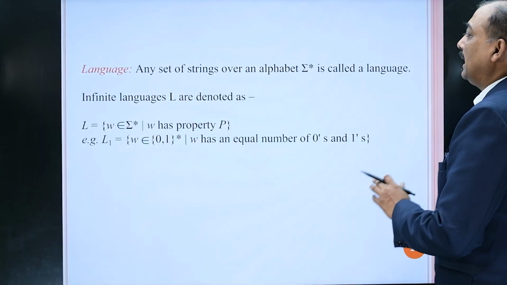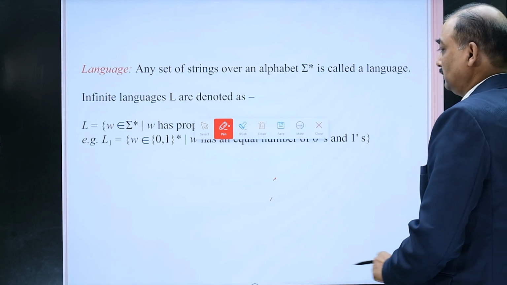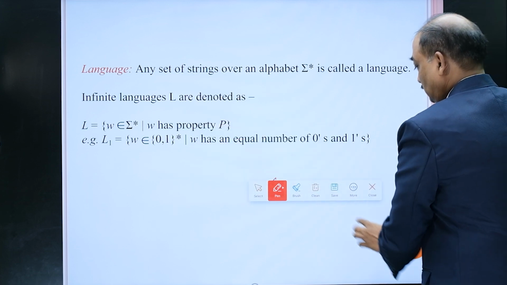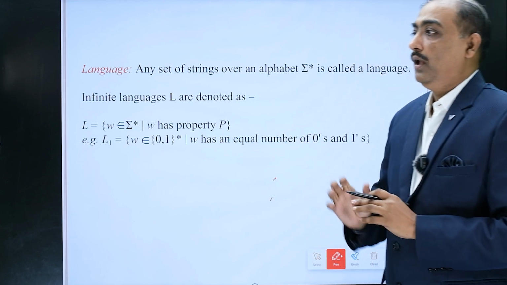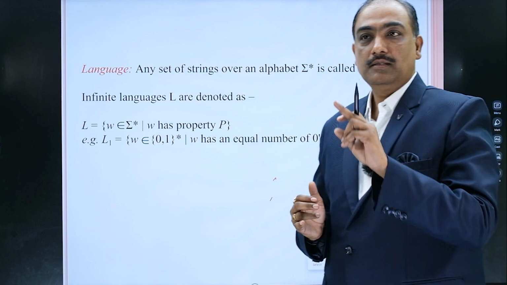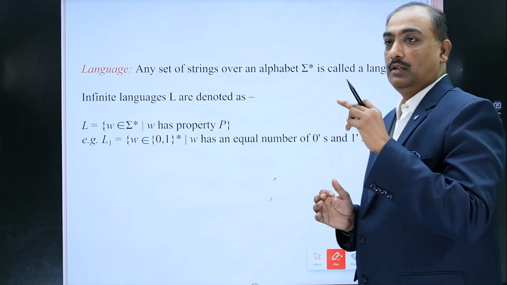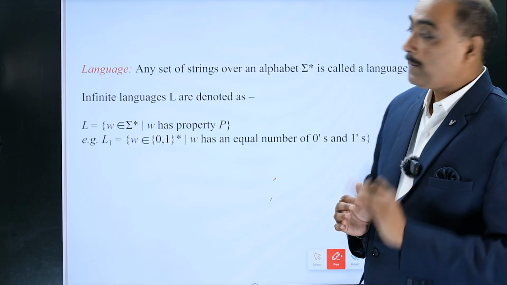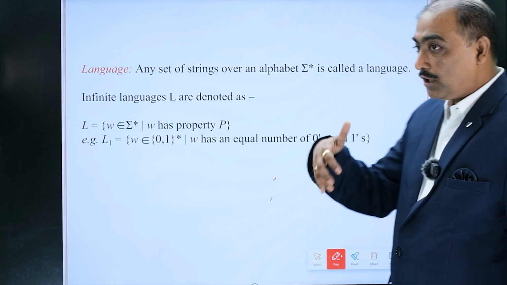Now let's talk about a language. We have discussed alphabet, we have discussed string. Alphabet: finite collection of symbols. String: finite sequence of symbols. Okay. Now talking about the language, it is a collection of strings.